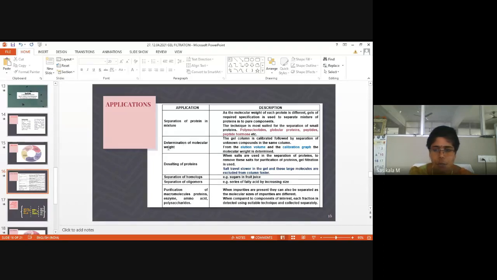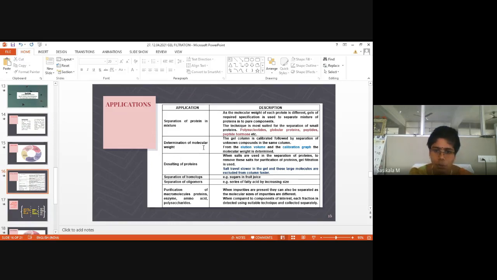Then determination of molecular weight. The molecular weight of the eluted molecule can be determined by using the elution volume and the calibration curve. We can determine the molecular weight also. If it is separated based on molecular weight, from the elution volume it can be determined.